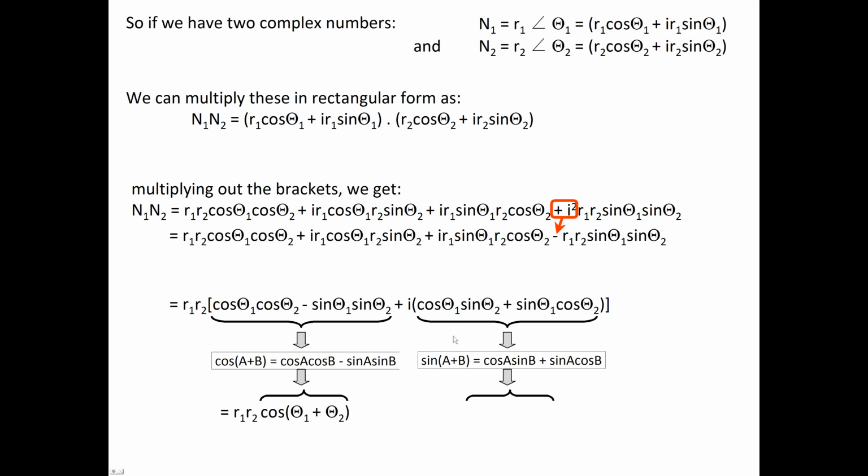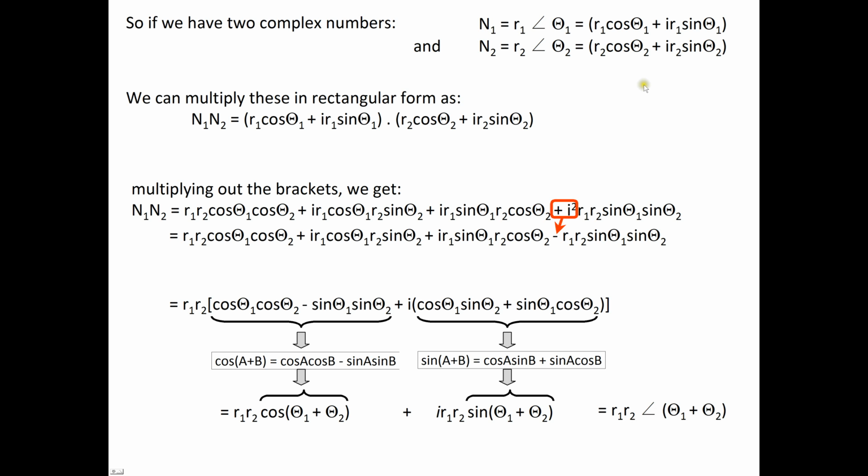And similarly, using a trig identity where sine of A plus B is cos A sin B plus sin A cos B, again if we substitute theta 1 for A and theta 2 for B, then we can replace that term as I multiplied by r1 r2 sine theta 1 plus theta 2. And that is the equivalent expression in rectangular form of a complex number which in polar form would be written as r1 r2 angle theta 1 plus theta 2.